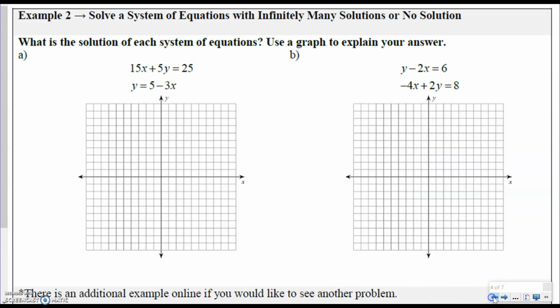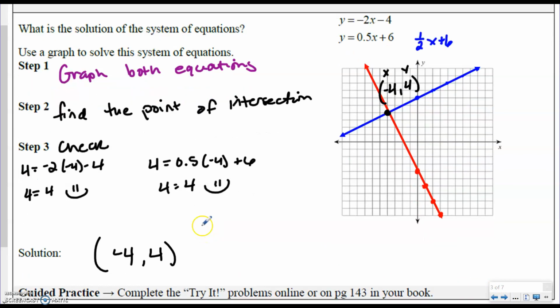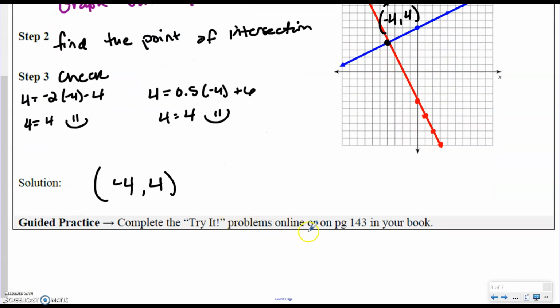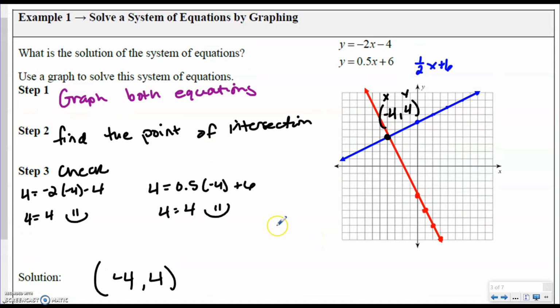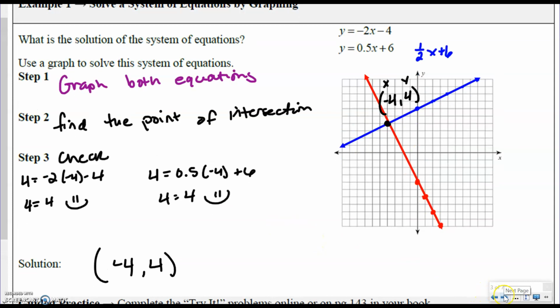I'm going to stop this here. There is a try it problem online or on page 143 in your book, and you will type your solution in when you are done.